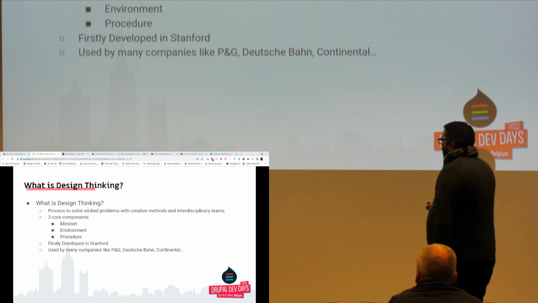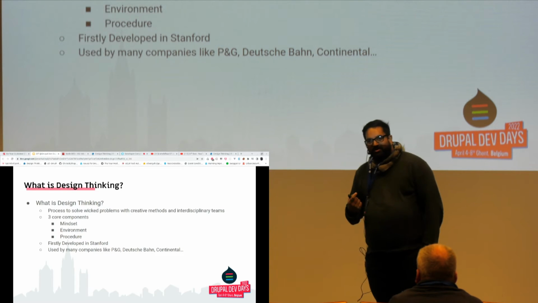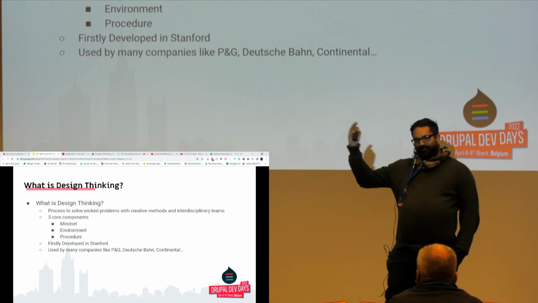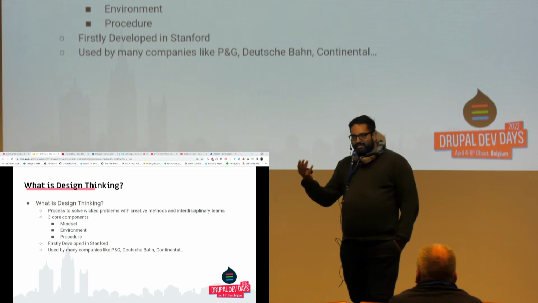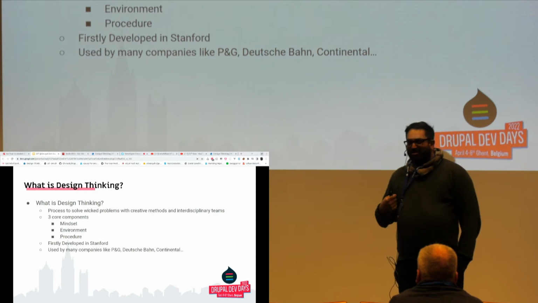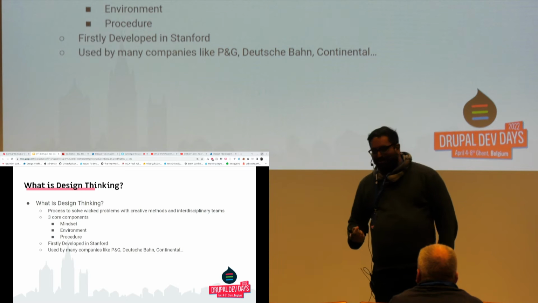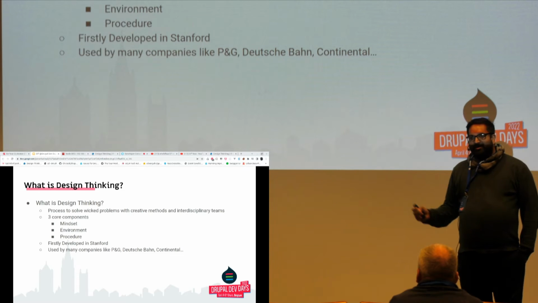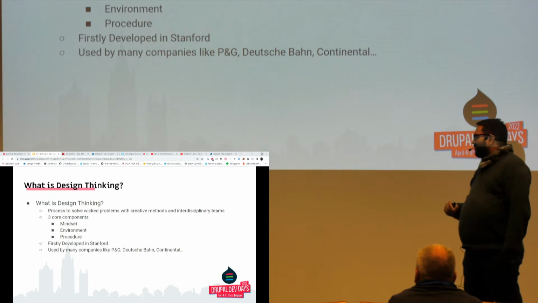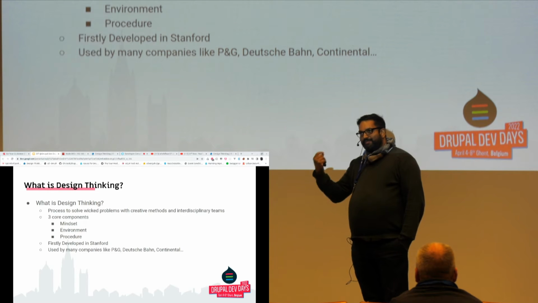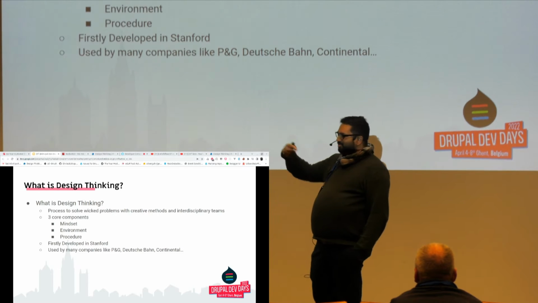And many companies use design thinking, like Procter & Gamble, Deutsche Bahn, Continental, which is a big tire company. Deutsche Bahn is the railway company from Germany. They also use design thinking. I know that because they invited me for a design thinking workshop. If you are living in Germany, you know the Deutsche Bahn is not always on point. At this workshop, we didn't talk about how to get on point. It was a bit about how can we experience the customer journey in traveling.